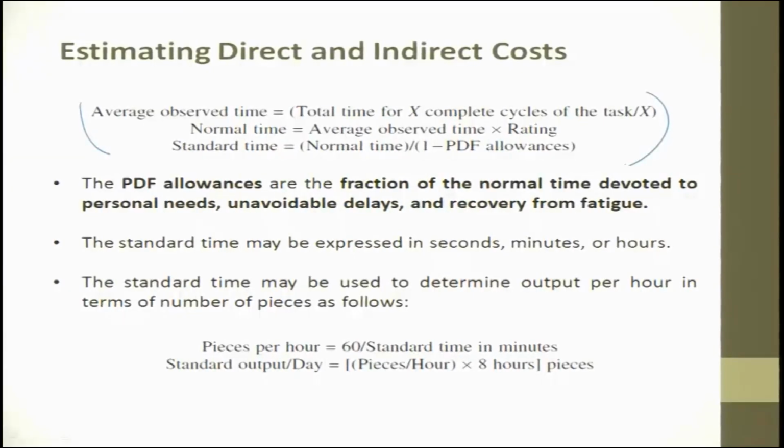So, what is PDF allowance? The PDF allowance is the fraction of the normal time devoted to personal needs, unavoidable delays and recovery from fatigue. So, these are all given as part of PDF. The standard time may be expressed in seconds, minutes or hours depending upon the job. The standard time may also be used to determine the output per hour in terms of number of pieces as follows: pieces per hour equal to 60 divided by standard time in minutes. So, standard output per day equal to pieces per hour into 8. So, this is a trivial one, for calculating the number of pieces to be produced.